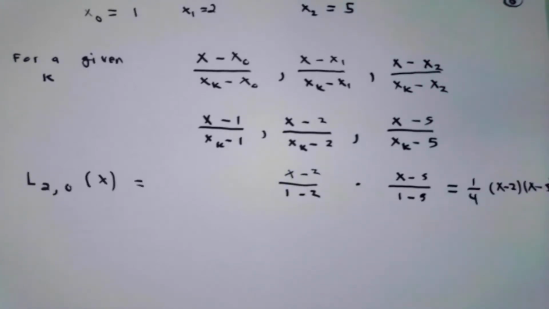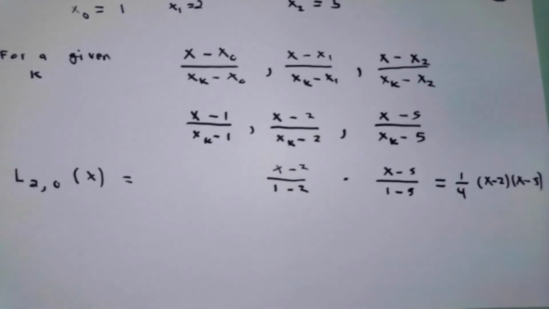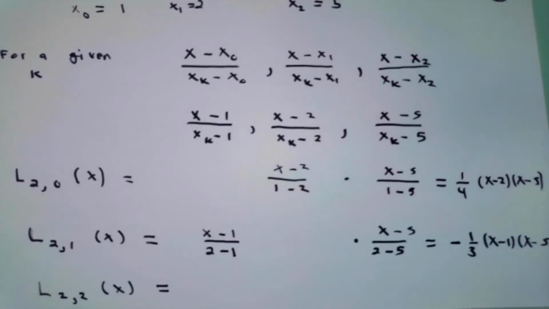L2,0 of x, the k is 0. The term that would cause division by 0 is the first one, so we leave it out. Then we simplify the algebra, and we have an expression for L2,0 of x. L2,1 of x is computed in the same sort of way. K is now 1, so the middle factor would have x1 minus x1 in the denominator, so it's that one that we leave out.